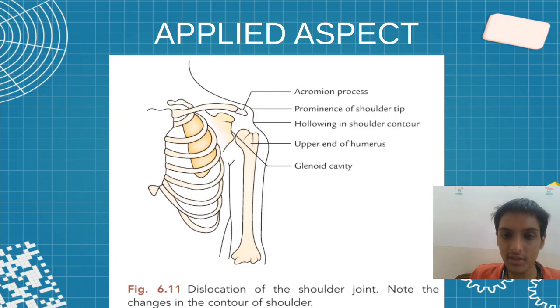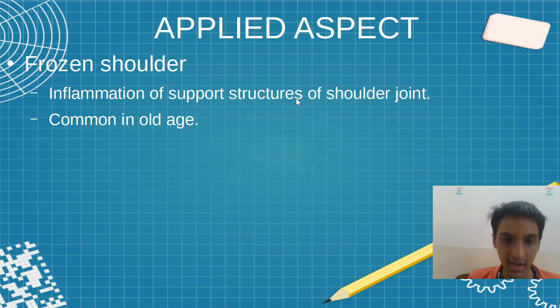Okay, and also there might be poor blood supply of the humerus. So many reasons for shoulder joint dislocation. Right, I told subacromial bursitis or the frozen shoulder. Okay, this is very common in old age. It can happen in young age also. Even in the teenage stage it can happen.